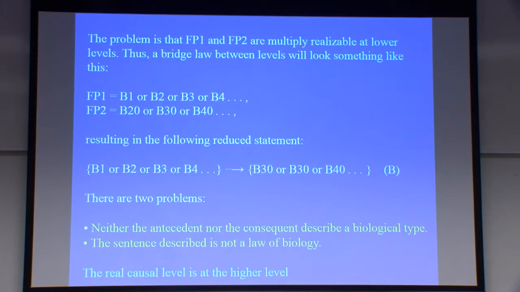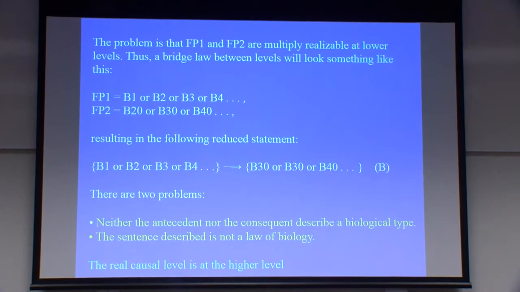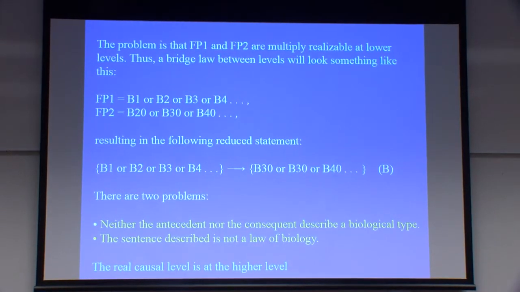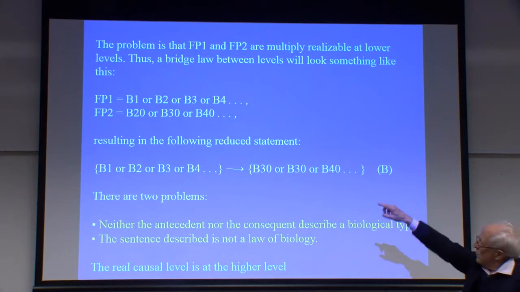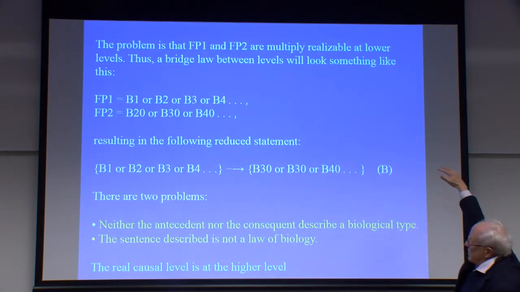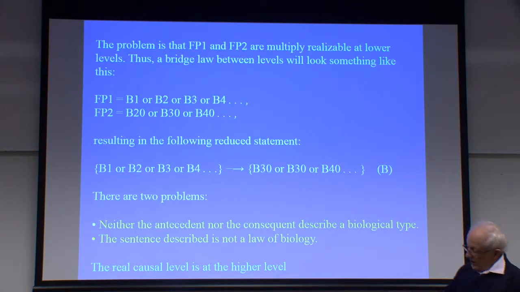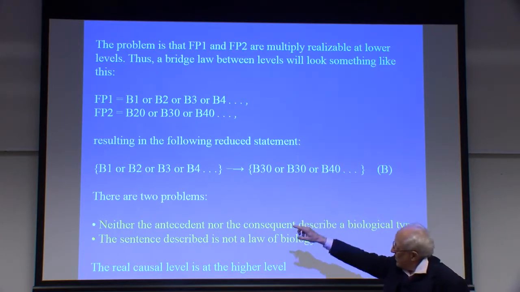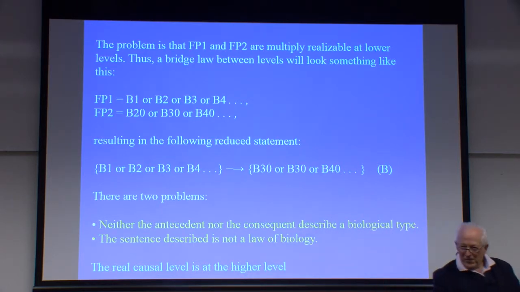Now, the problem is that FP1 and FP2 are multiply realizable at lower levels in the brain. In the brain, each of them can be realized in billions and billions of different neural connections and electron flows and so on. And so if you had a bridge law from the lower to the higher level, it would look like this. Folk psychology 1 is B1 or B2 or B3 or B4, billions and billions of possibilities. The second one would be billions of possibilities, and you would get the following statement at the low level. This or this or this or this or this will give you this or this or this or this or this. Now, that's not a very useful statement of causality.